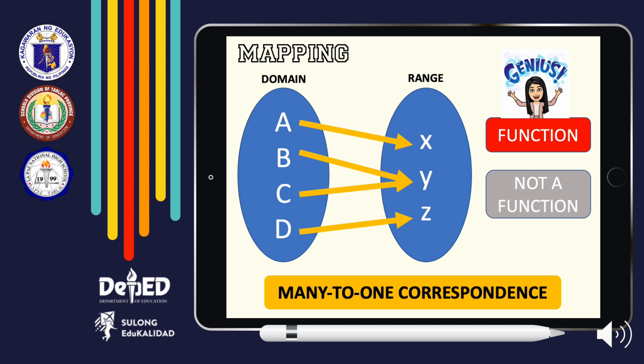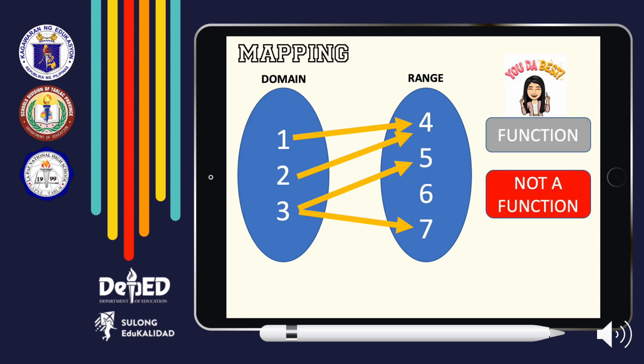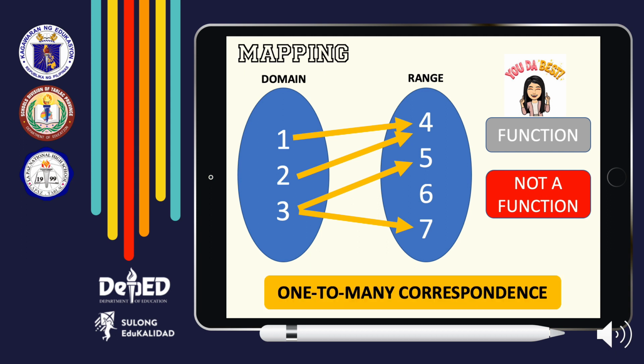Now try to identify if this is a function or not. You may pause this video. Okay, so this is not a function. So earlier, we had many-to-one correspondence. Now this time, you call this type of correspondence one-to-many.